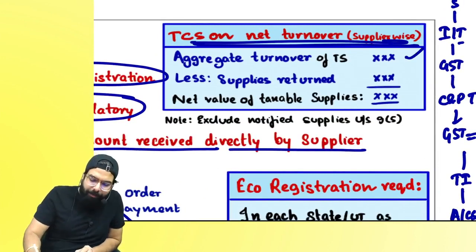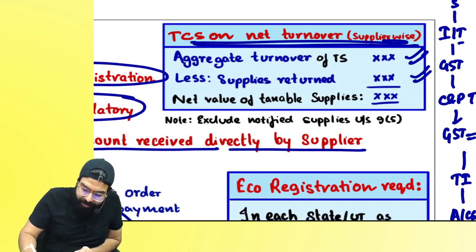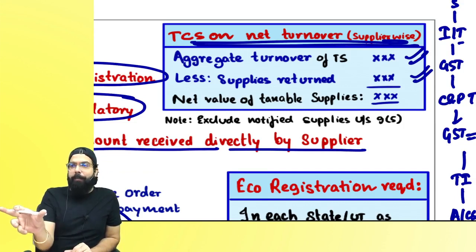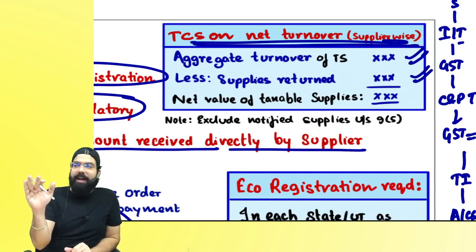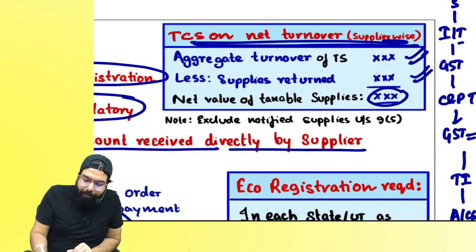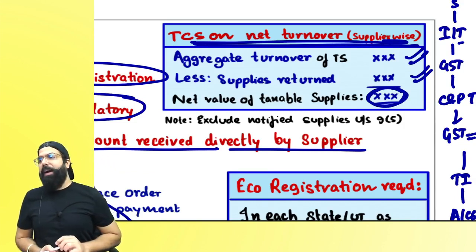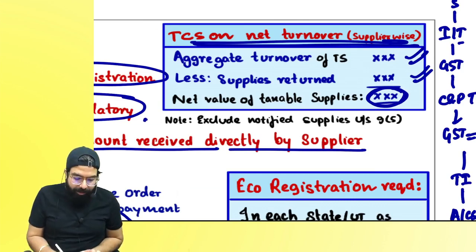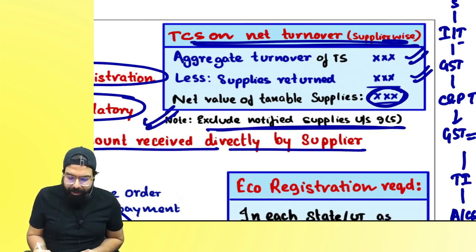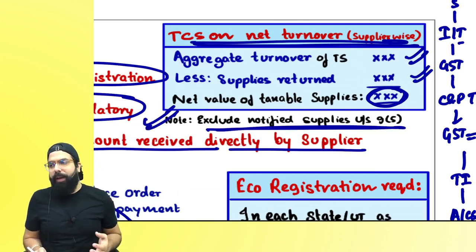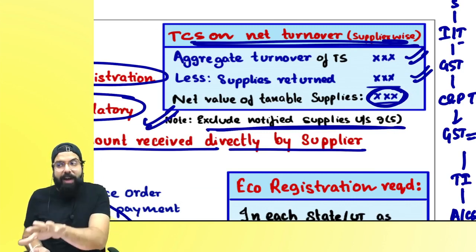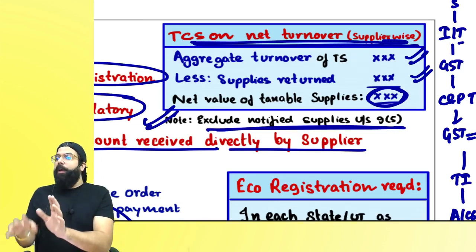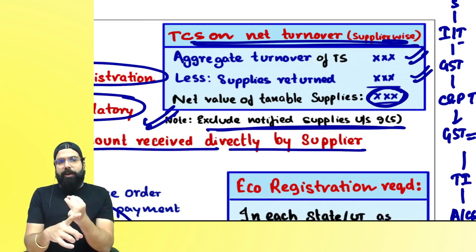If a supplier has supplied 10 lakh rupees of supplies and returns of 5 lakh have come during a period, for example, in 1 month 10 lakh of supplies were done and 5 lakh of returns came, then on the remaining 5 lakh TCS will be deducted by the e-commerce operator. And always remember, always exclude section 9(5) supplies when TCS has to be deducted, because in the case of section 9(5) supplies, in case of Ola, Uber, transportation of passengers, etc.